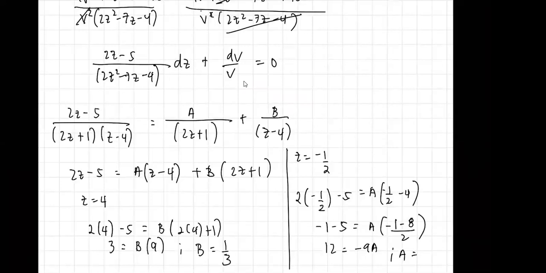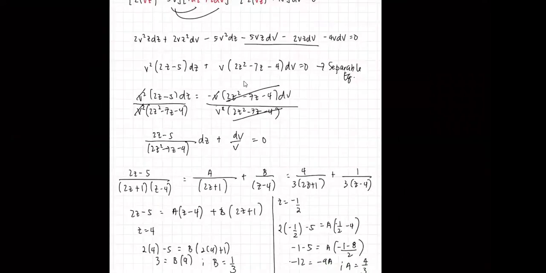Okay. 12 over negative 9. So this will be 4/3. Okay. So this will be 4 over 3 times 2z plus 1 plus 1 over 3 times z minus 4. Okay. So kunin natin yan.